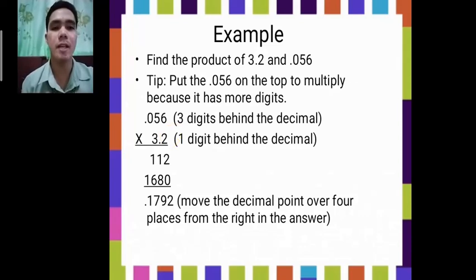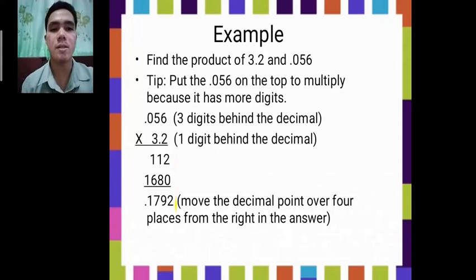Then proceed to multiplication. 2 times 6, that is 12. Carry 1. 2 times 5, 10 plus 1, that is 11. So carry 1. 2 times 0 is 0 plus 1 is 1. 3 times 6, that is 18. Carry 1. 3 times 5, 15, plus 1, that is 16. Carry 1. 3 times 0, that is 0, plus 1 is 1. Then we have to proceed to addition.